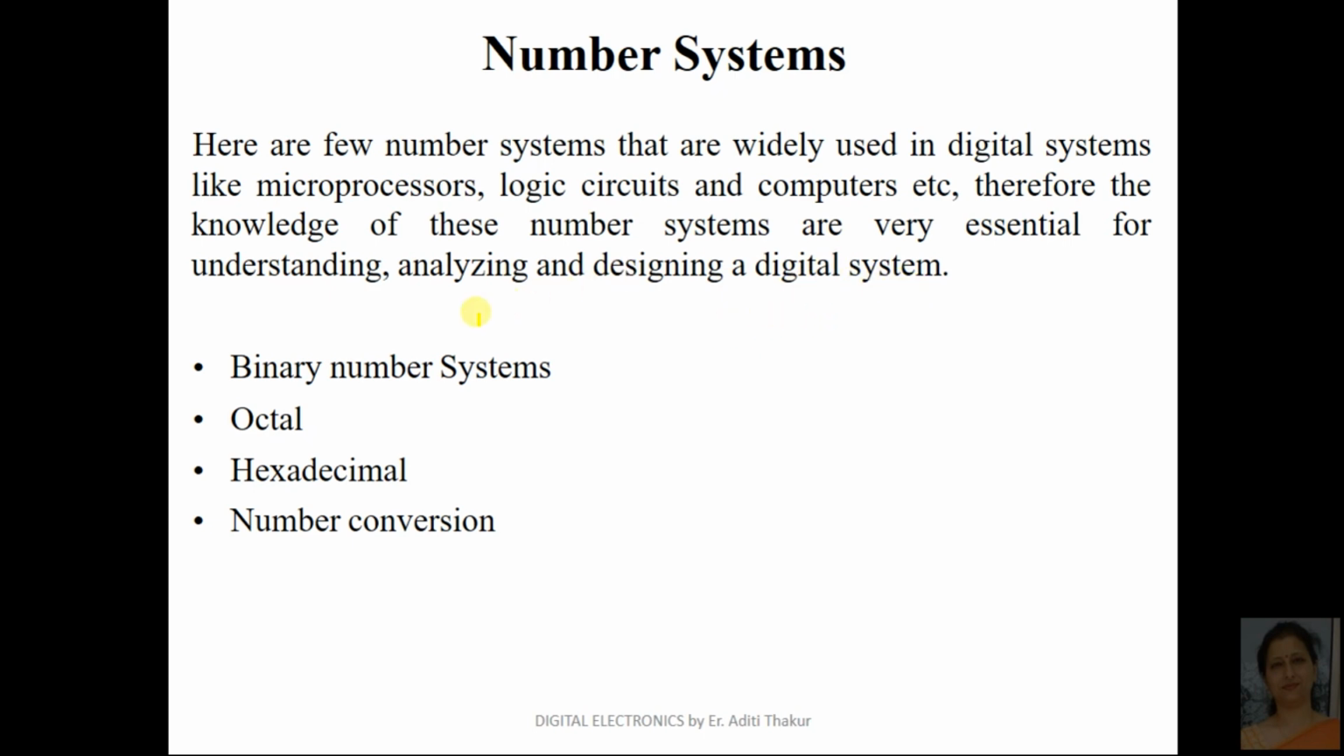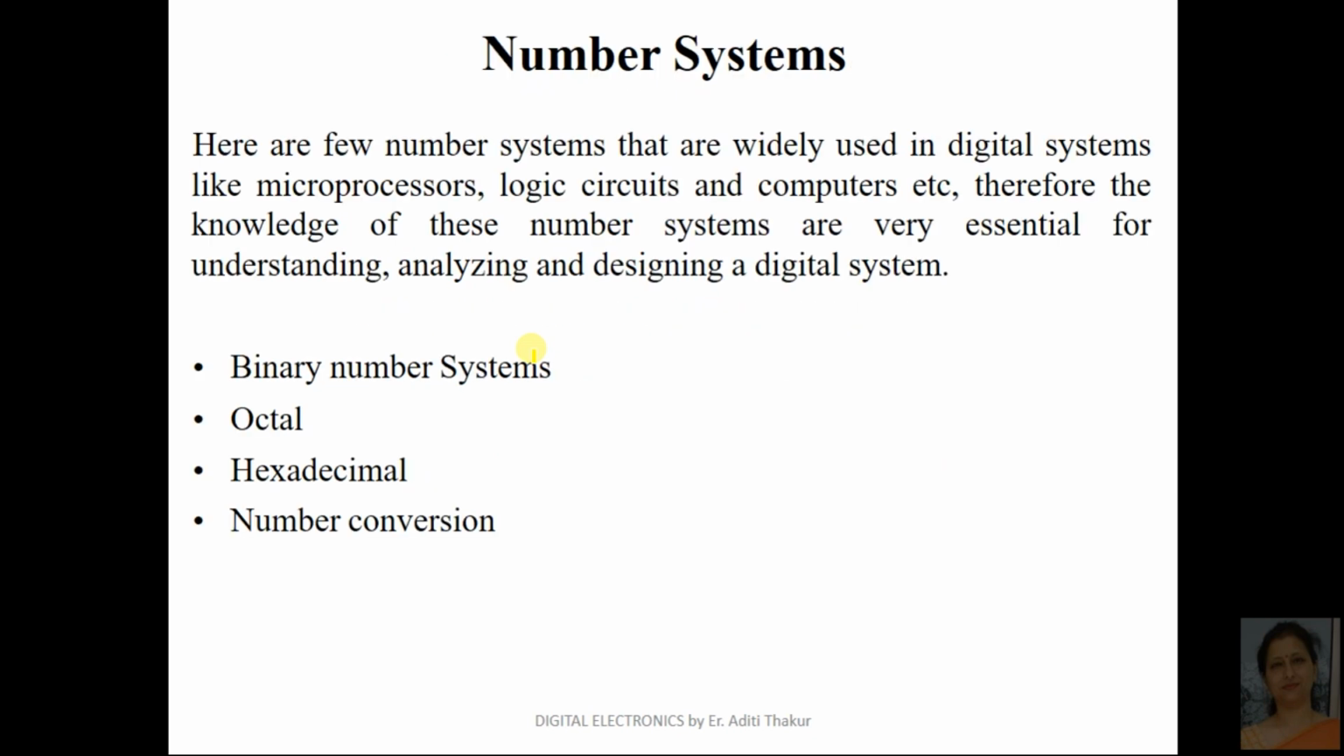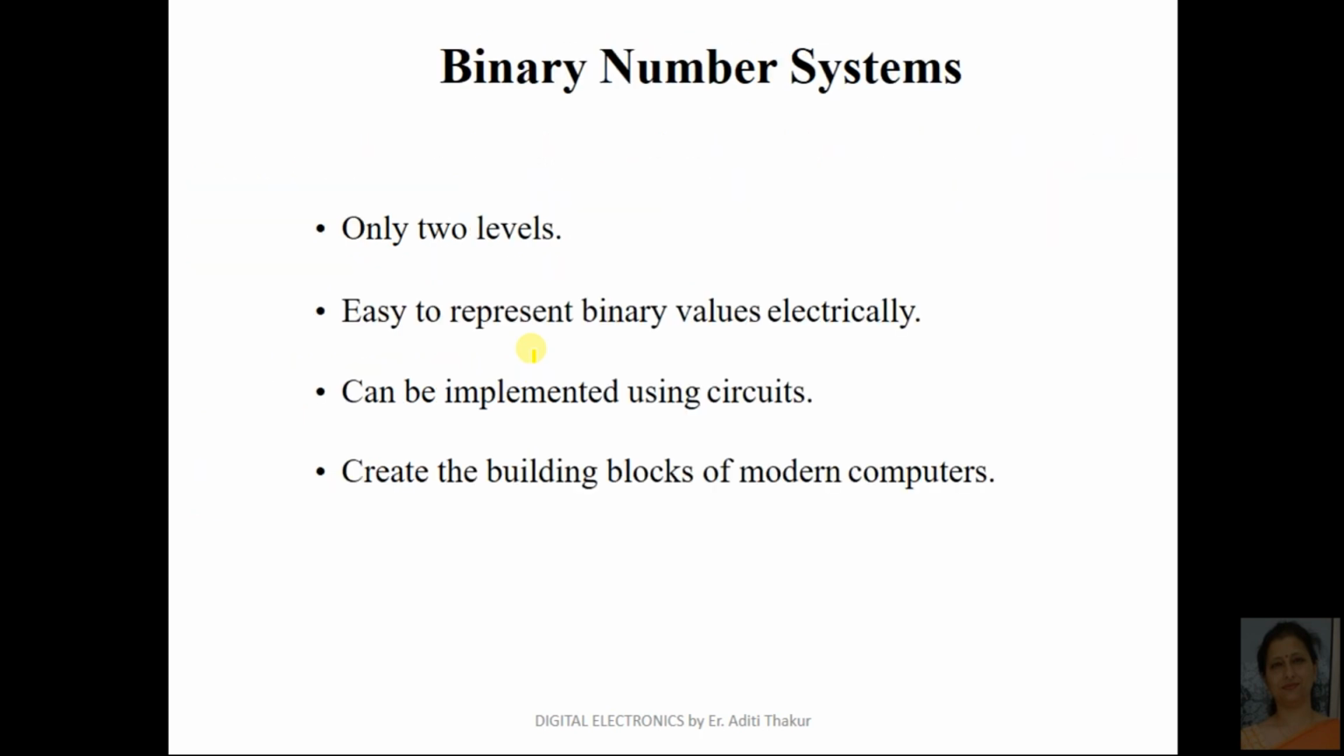Now, these number systems are the binary number system, octal number system, hexadecimal number system, and after that we will do number conversion. Number conversion means how we can change the binary system into octal, octal into hexadecimal, or hexadecimal into octal, and octal into binary. First of all, we will study in detail the binary number system, and in my subsequent lectures, we will go towards octal, hexadecimal, and number conversion.